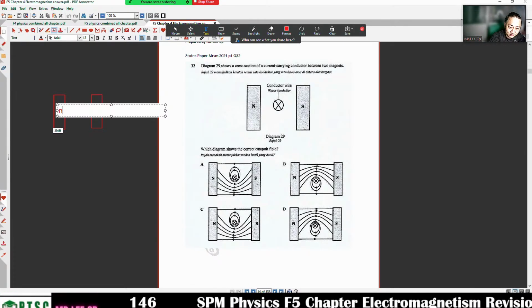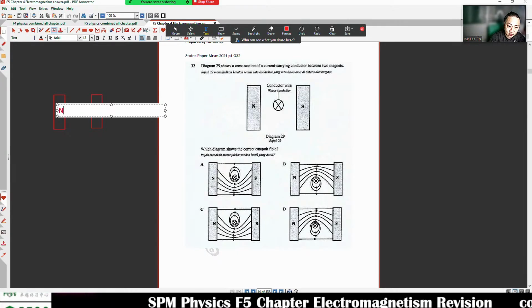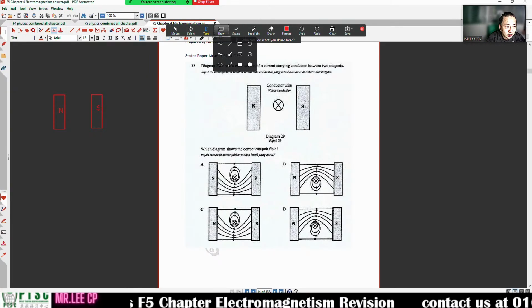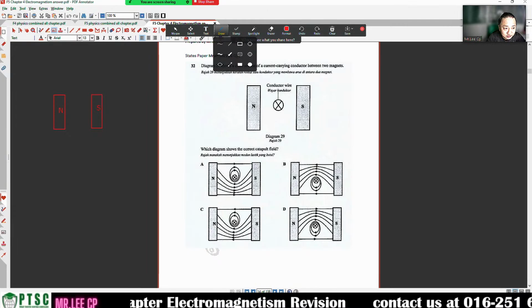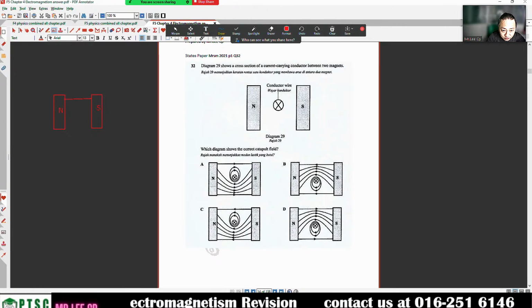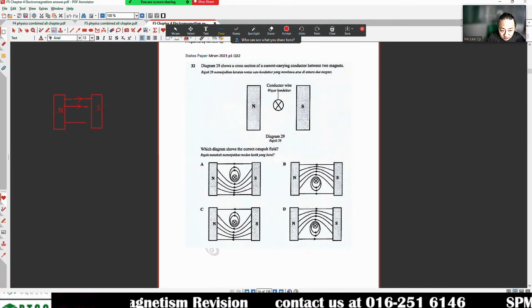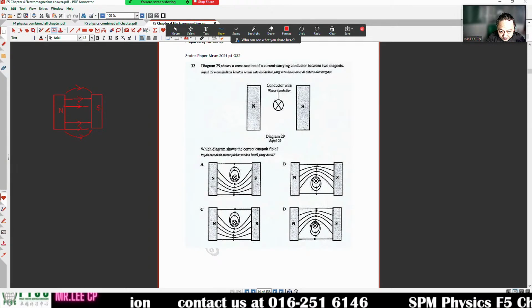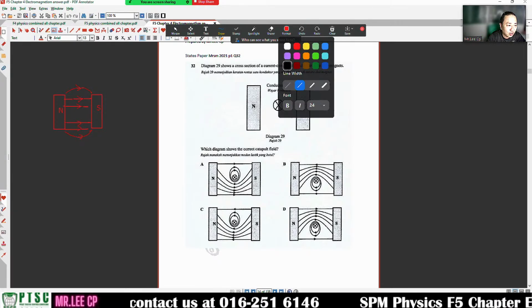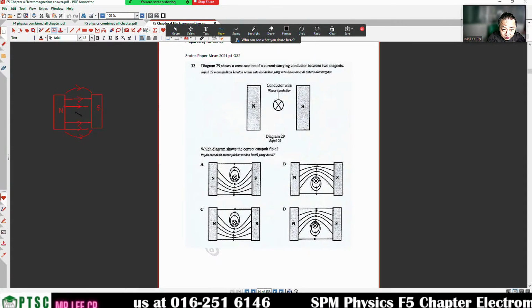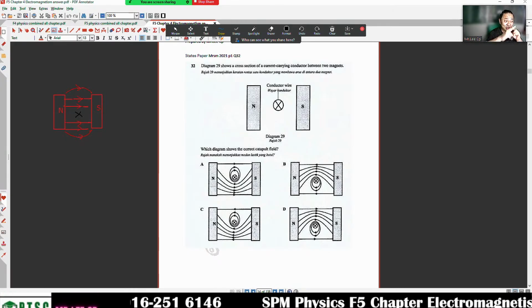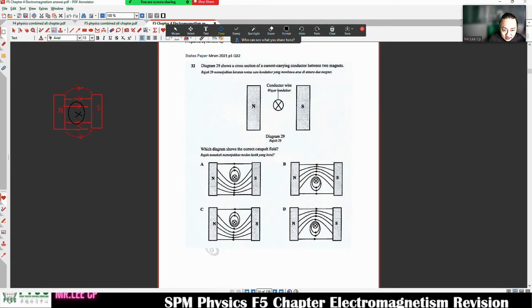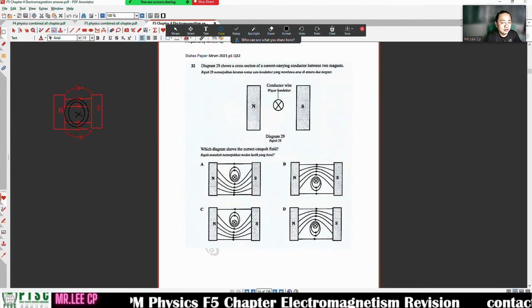So this is the north pole, and then here will be the south pole. So what I do is I draw here. This is the field, the field from north to south. I leave some space for my current. So my current is going in. The X is going in, you see the tail of the arrow. So now I use black color.